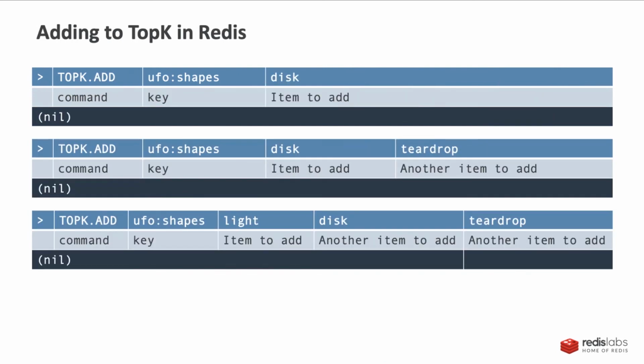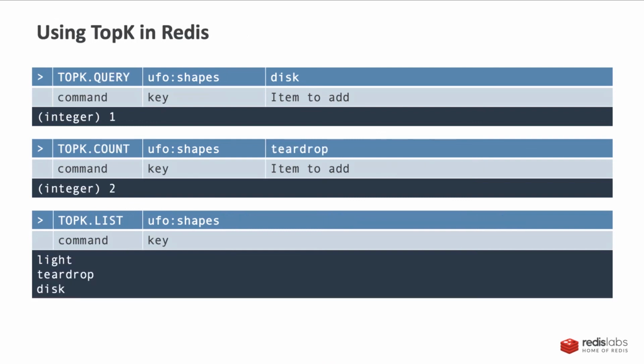So to add things to top K, you call topk.add. Here we've added 3 disks, 2 teardrops, and 1 light. But the command's really straightforward. If we want to query, is this thing in the top K or not? It will look in that min heap, and we say, is disk in the top K? We call topk.query, the key, and then disk, and it says 1 because it is. We can ask for the count, and it will use the Heavy Keeper to figure out that count. And so we added teardrop twice, so it returns 2. And if we ask for topk.list, it'll give us all the items that are in the min heap, and say these are the top 3 items.